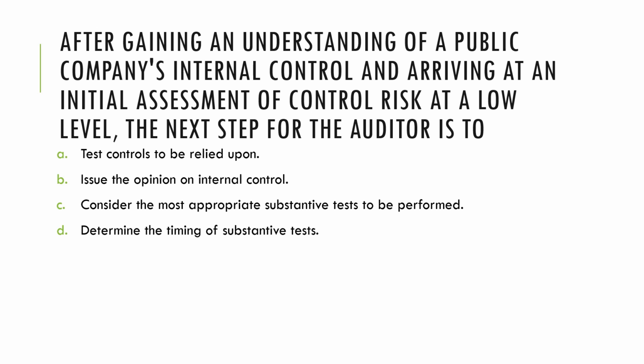What is the next step? Letter A, test the controls to be relied upon. Letter B, issue the opinion on internal controls. Letter C, consider the most appropriate substantive test to be performed. Or letter D, determine the timing of the substantive tests.